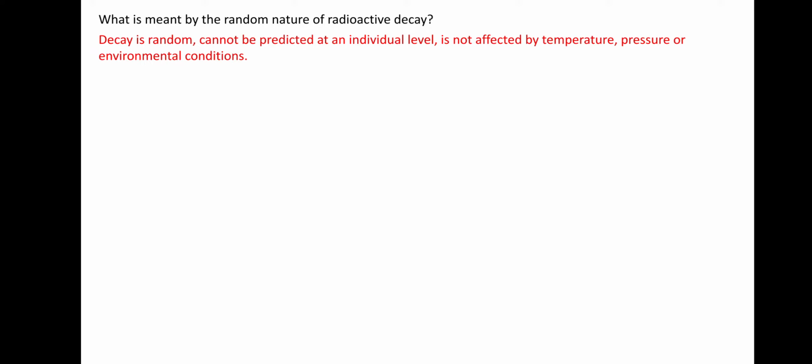So random nature of radioactive decay. So decay is random, cannot be predicted at an individual level. So for each individual atom, it's impossible to say when it is going to decay. It's not affected by temperature, pressure, or environmental conditions in any way. It is truly random.